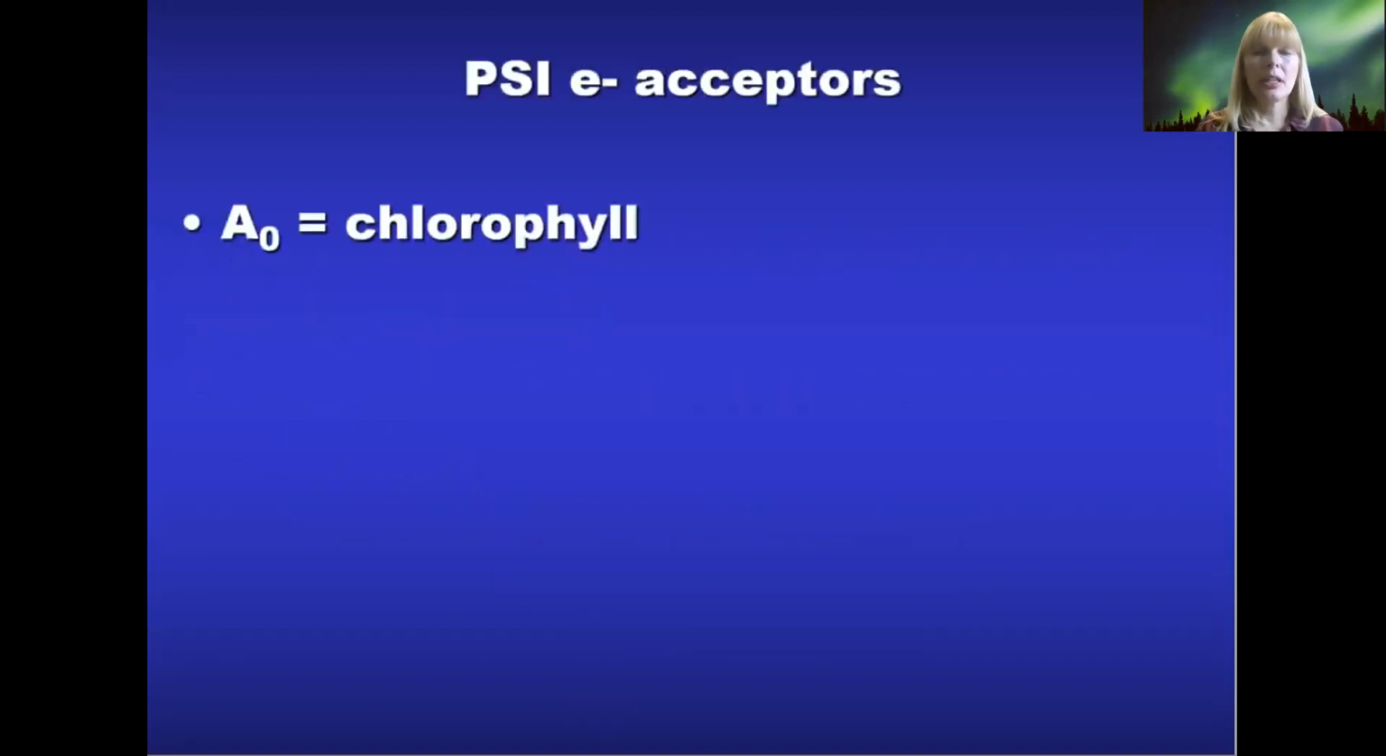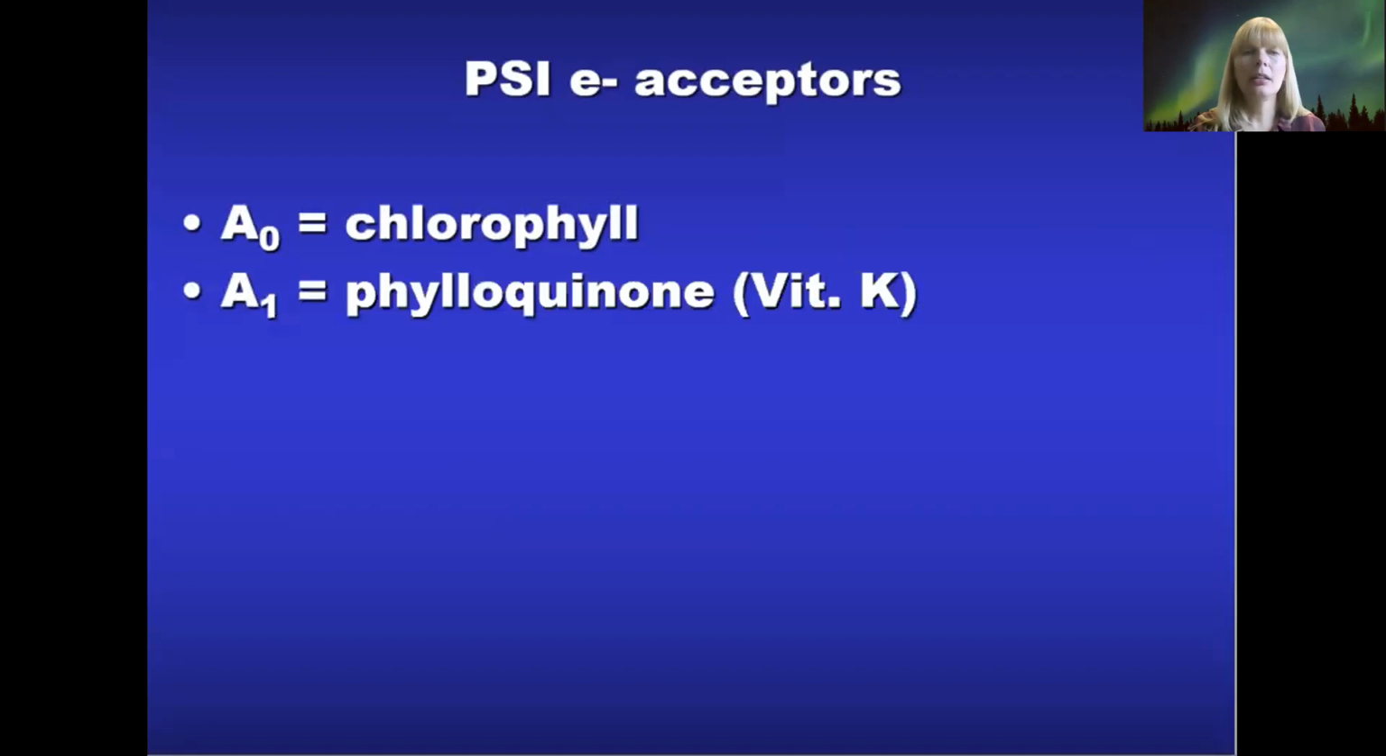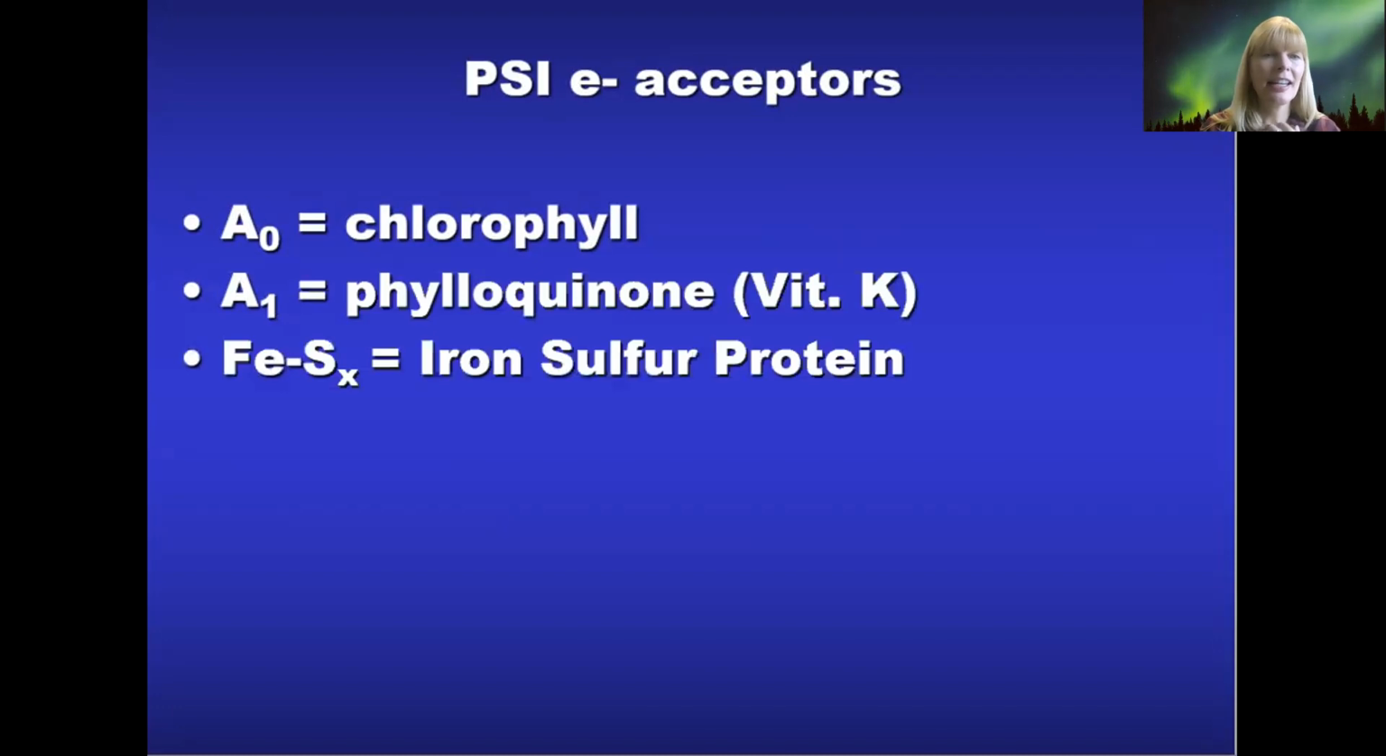The first acceptor: when the chlorophyll in the reaction center has its electron all excited, it's going to give it off to another special chlorophyll molecule called A0. Then that A0, and you can just write it as A0. A1 will get it next. That's a special phylloquinone molecule. It's actually vitamin K if you look at it, which then gives it to an iron sulfur protein, and you can denote it FeS.